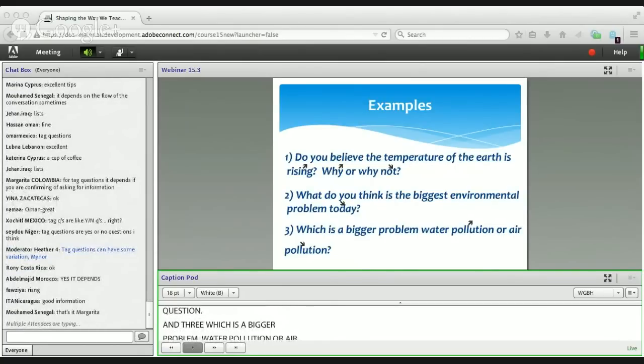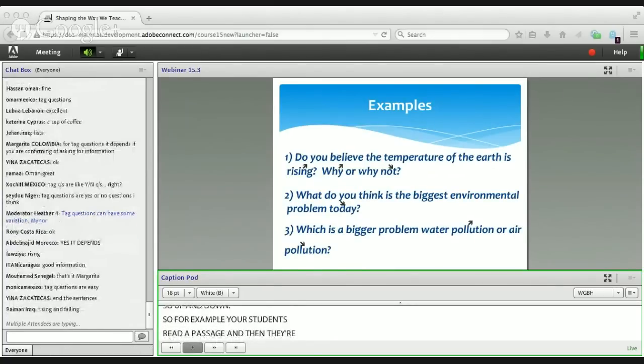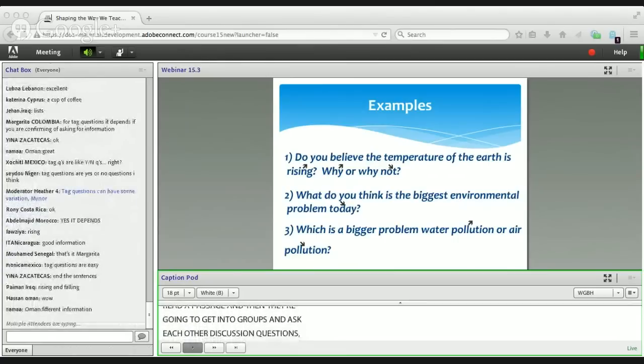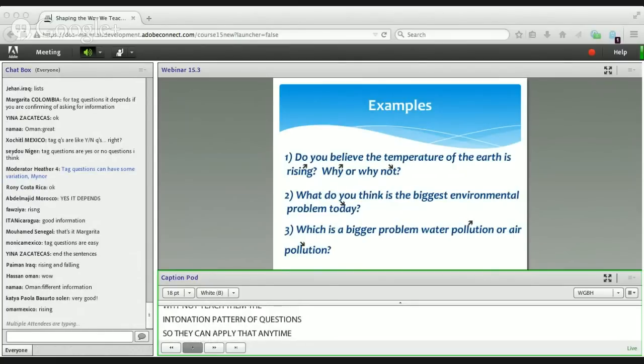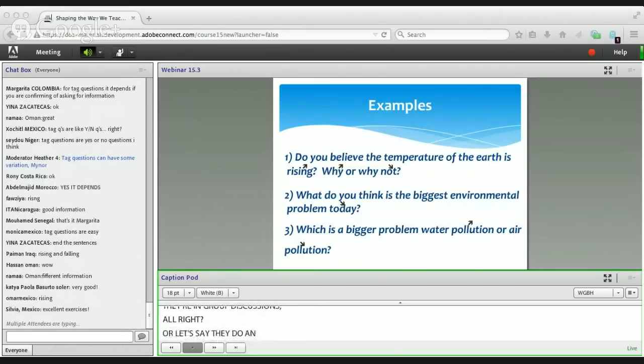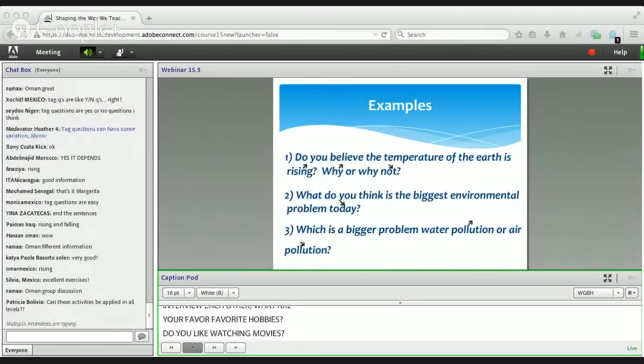So for example, your students read a passage and then they're going to get into groups and ask each other discussion questions. Why not teach them the intonation pattern of questions? And so they can apply that anytime they're in group discussions, right? Or let's say they do an interview, they're going to interview each other. What are your five favorite hobbies? Do you like watching movies? Do you like listening to music? Do you like reading? Do you like sports?